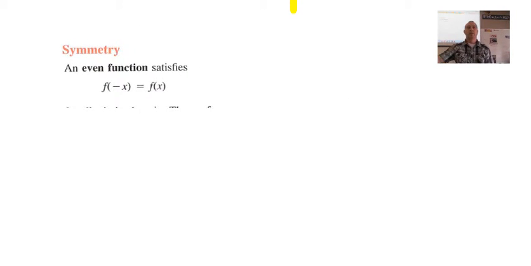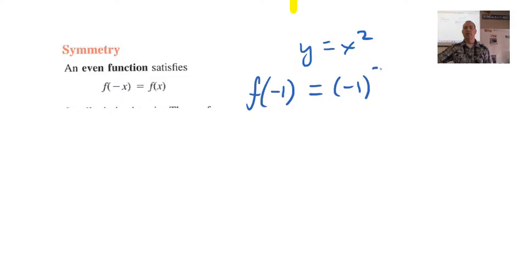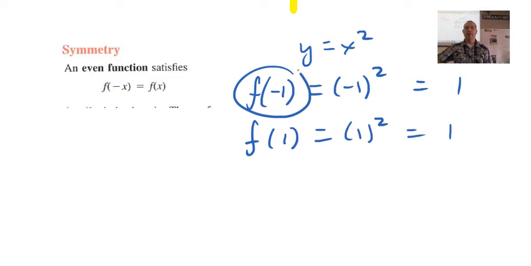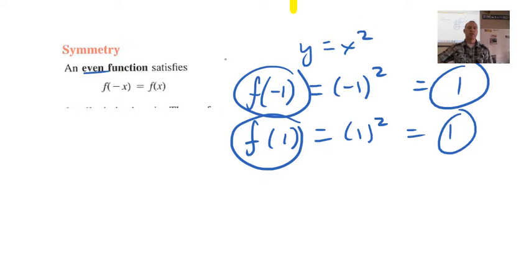All right. So, for example, an even function, y equals x squared. That's an even function. Why? Because if you substitute, let's say we substituted negative 1 in there, that's negative 1 squared, which equals 1. And if I substituted positive 1 in there, that's positive 1 squared, which equals positive 1. Because f of negative 1 and f of positive 1 are the same value, this is an even function.